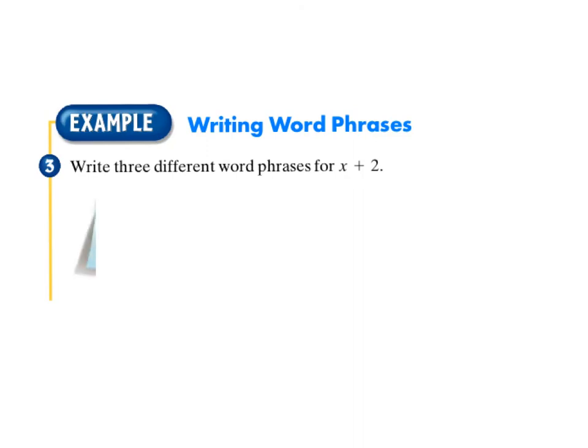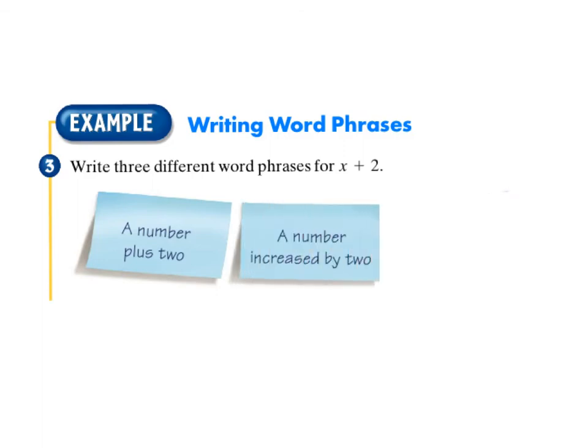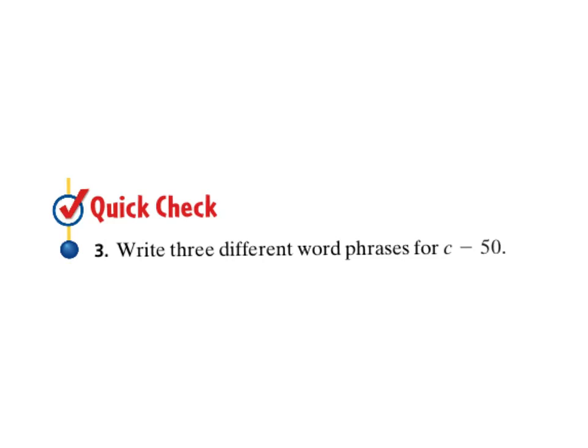So you could say a number plus 2, a number increased by 2, or 2 more than a number. Because we know when we have more than, that whatever the information is in the equation or the word phrase gets reversed when you write it as an expression or an equation. Pause the video and do this quick check in your notebook. And remember, when you're writing your word phrases, you can't use C. Anytime you see your variable, you say a number.